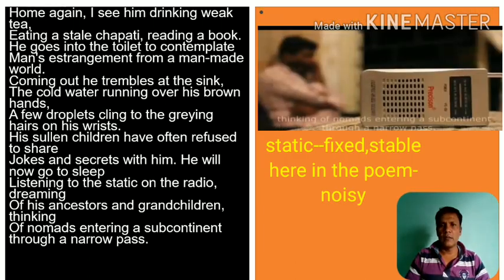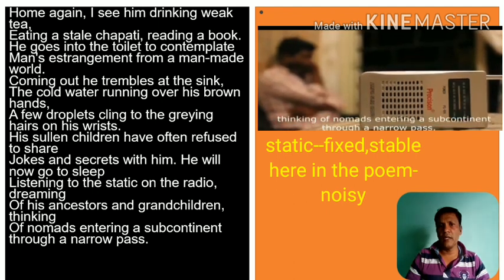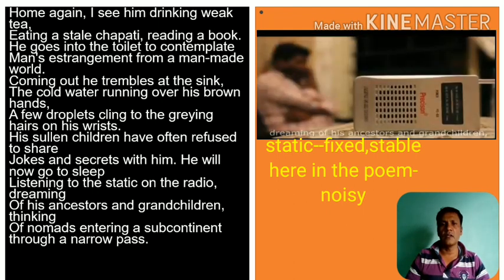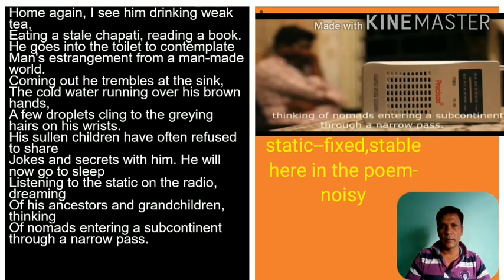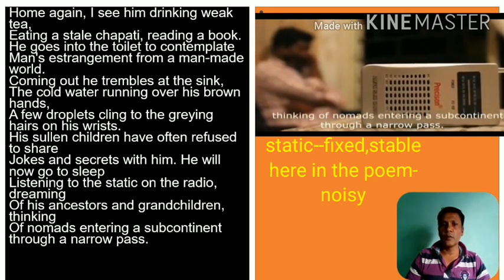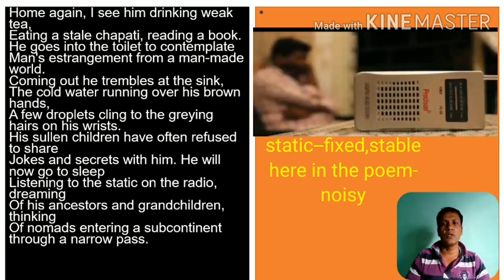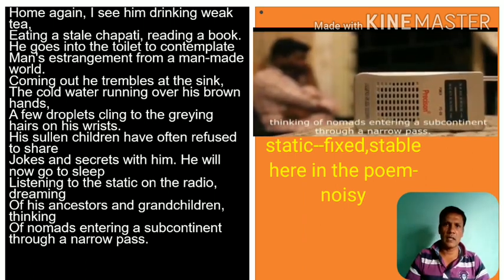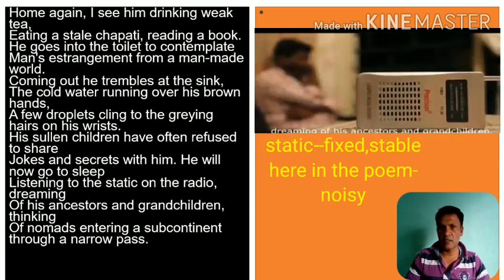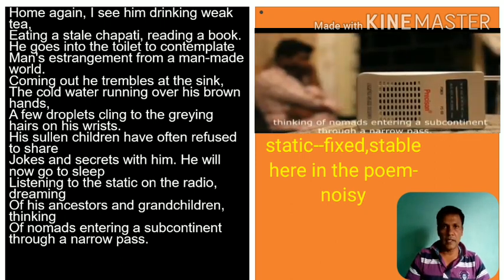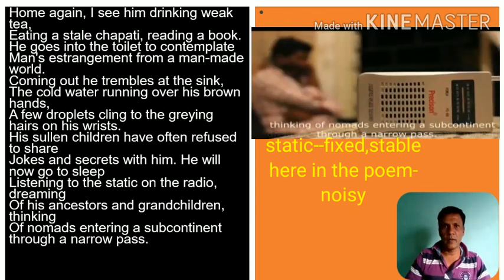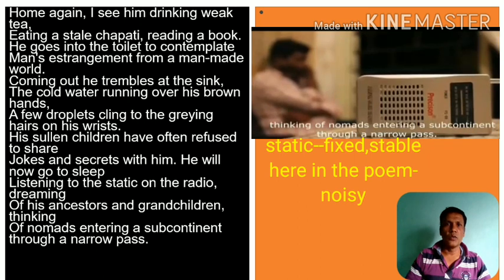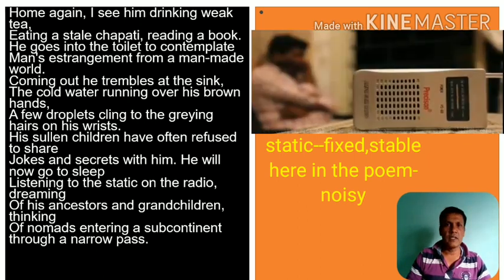He will now go to sleep listening to the static on the radio, dreaming of his ancestors and grandchildren, thinking of nomads entering a subcontinent through a narrow pass. Now we are in the final stage of the poem, and here we see the father of the poet going to sleep listening to the radio and thinking of many things like his ancestors, his grandchildren, and he thinks about the Aryans also, meaning the nomads also. Nomads or the Aryans are the people who entered India through the narrow Khyber Pass in ancient times.